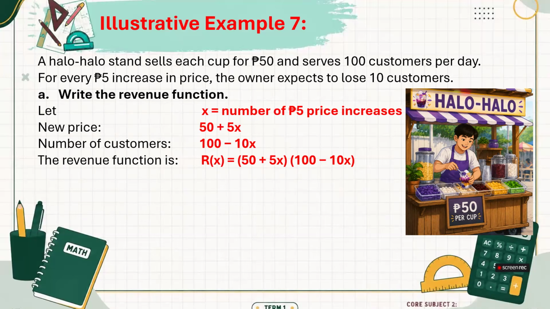As you could see, this represents a quadratic function. Using the FOIL method, you may pause this video. Can you use the FOIL method and simplify our revenue function? You just multiply 50 times 100, 50 times negative 10x, 5x times 100, 5x times negative 10x. That would give us 5,000 minus 500x plus 500x minus 50x squared. Obviously, this will be canceled. So what will remain is negative 50x squared plus 5,000.